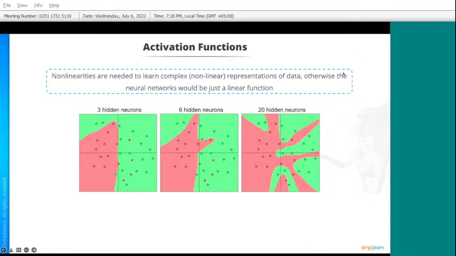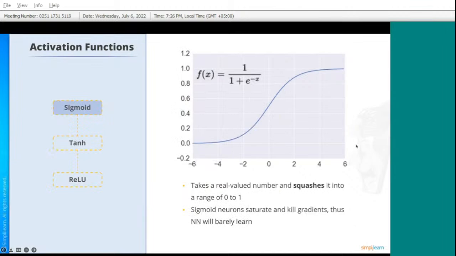So what are the activation functions that we have gone through till now? Let's look at sigmoid. This is the function of sigmoid: 1 divided by 1 plus e to the power minus x. Its property is that it is a real value number squashed into a range between 0 and 1.